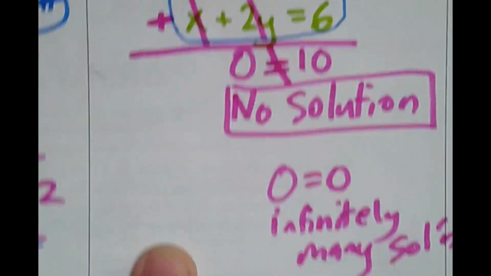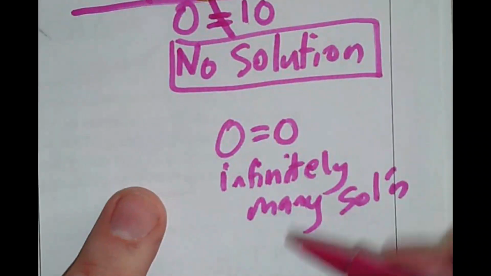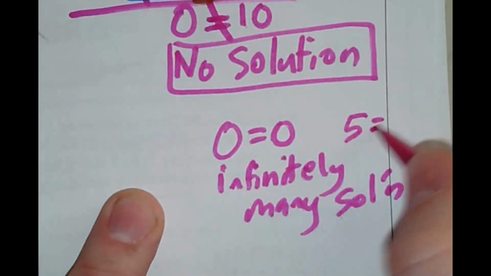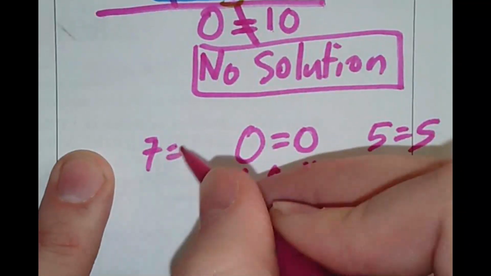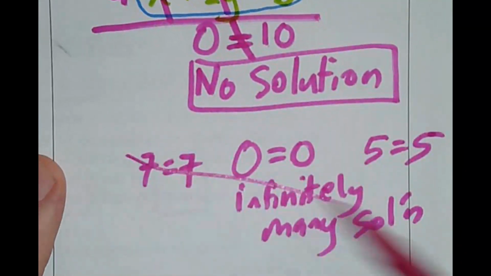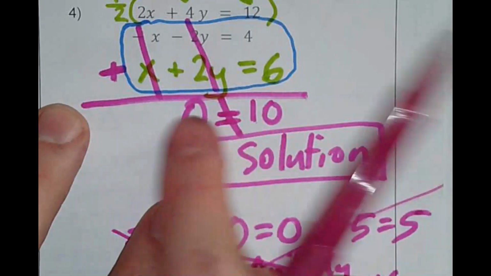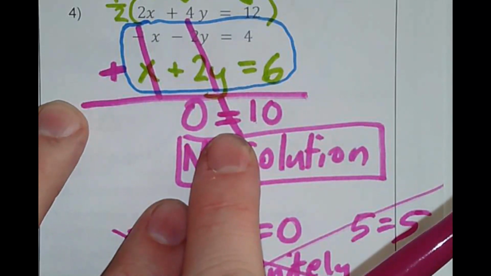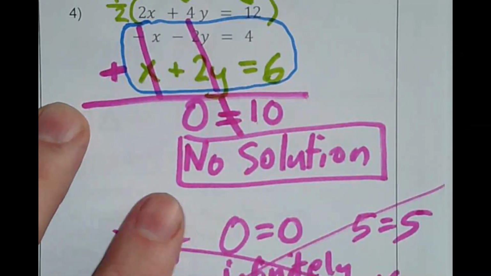solutions. But even if it says 5 equals 5 or 7 equals 7 or whatever number it is, negative 2, that would be infinitely many solutions. But in this case, we have two numbers that are not equal to each other, so that is not possible. So we're going to say no solution.